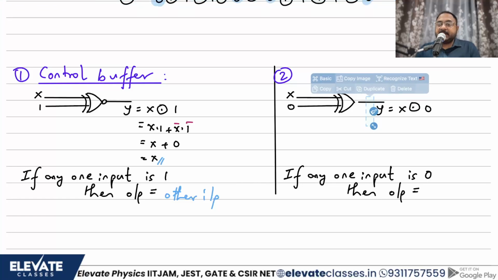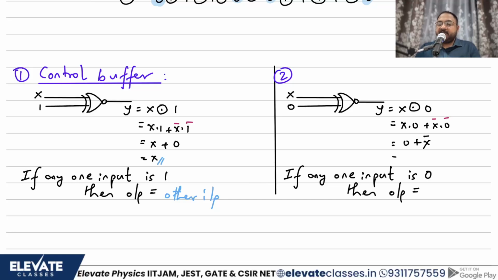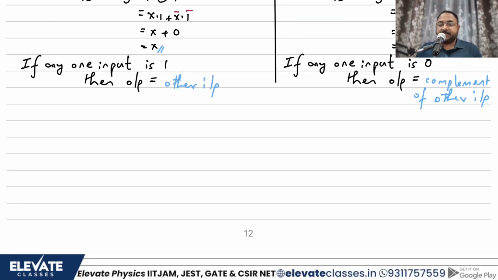Now let's move on and try the other circuit. Now we'll change the controlling variable to 0. Let's try and see what happens if we give 0. Let's solve this. This will be X.0 plus X̄.0̄. Put the complement on one product. Anything into 0 is 0. So this answer will be 0 plus X bar, because 0 bar is 1. Final answer will be X bar. So what can we say? If any one input is 0, then the output is the complement of the other input.